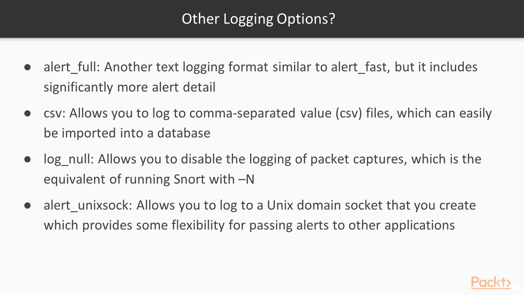Log null allows you to disable the logging of packet captures, which is the equivalent of running Snort with -N. The alert instances themselves will still be triggered. This option provides more flexibility than using -N, since you can use rule type definitions to limit the use of this output method to a subset of alert types. Alert unixsock allows you to log to a Unix domain socket that you create. This provides some flexibility for passing alerts to other applications.